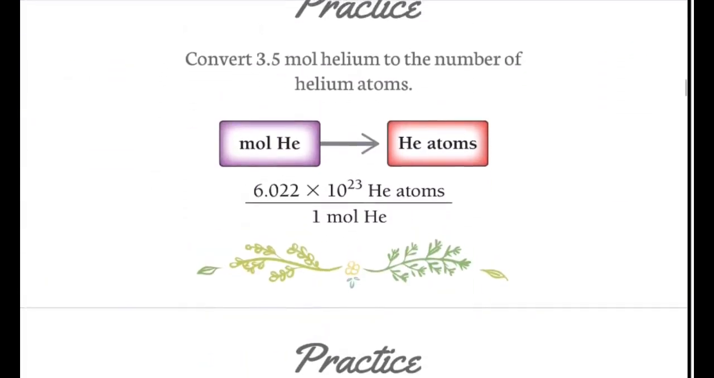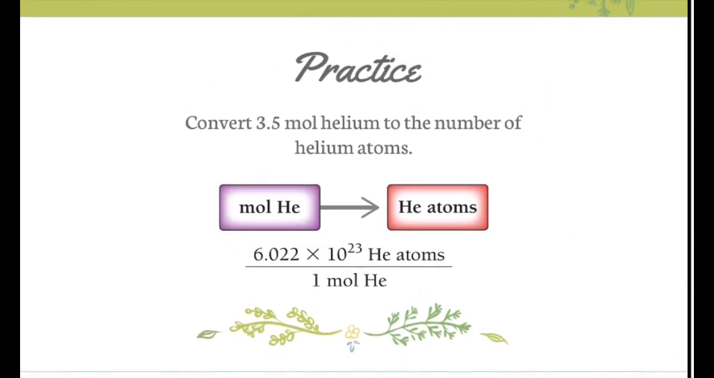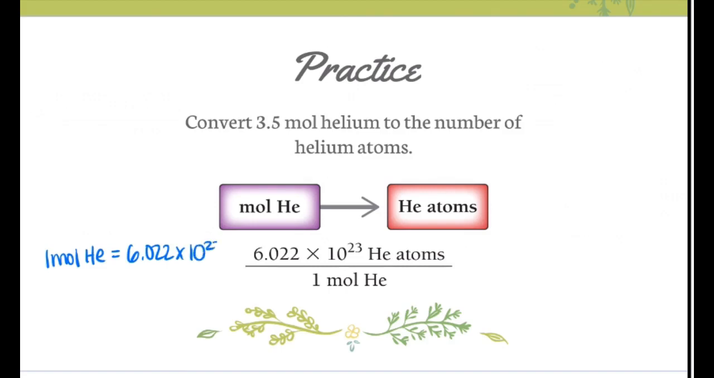Convert 3.5 moles of helium to the number of helium atoms. So I've kind of given you a conversion factor. Because we know that 1 mole of anything, in this case helium atoms, is equal to Avogadro's number, 6.022 times 10 to the 23 of those helium atoms, we can use it as a conversion factor. So go ahead and pause, do the math out, and see what you get.